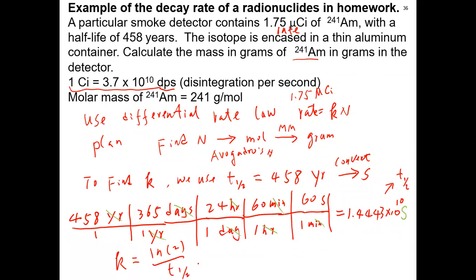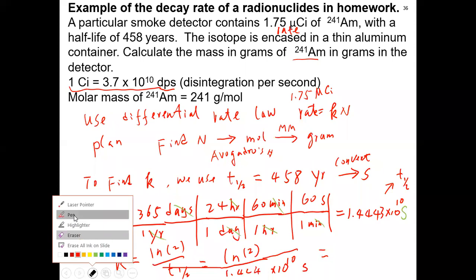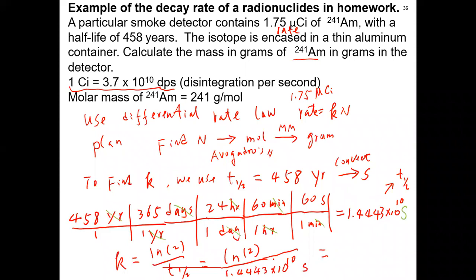And then just use your calculator, so find out what is ln 2, then divide by this 1.443 times 10 to the positive 10. And here the second. So this has no unit. So therefore, we take this ln 2 divided by this T 1/2. Okay, so you find that the k, now we will see the unit and then also see the number.